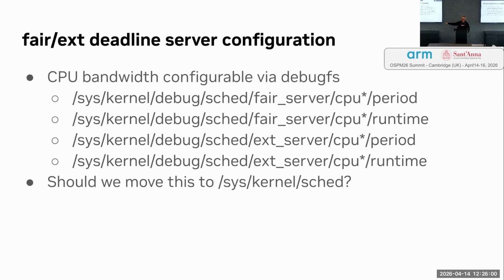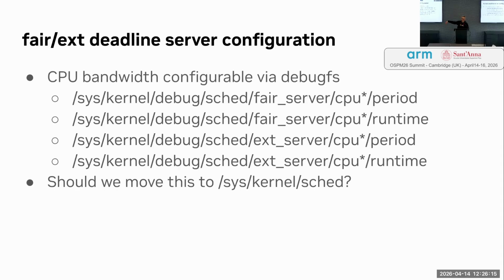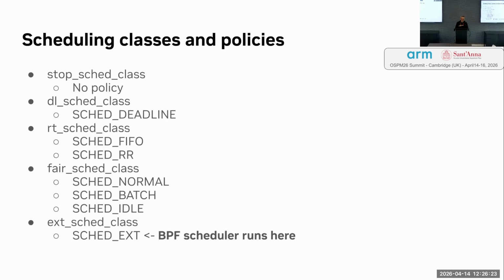I'll show you one case. Yeah, partial mode. You guys know what partial mode is? To answer your question, let's say we have the proper interface. Everything is fixed, right? Well, not really. Because in partial mode, if you accept that SCX runs below fair, everything is fine.